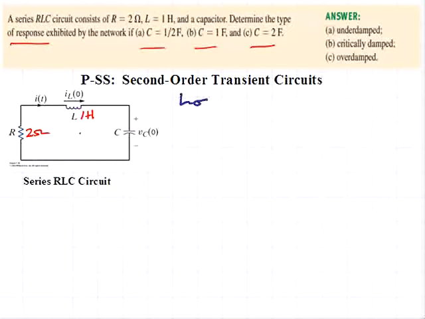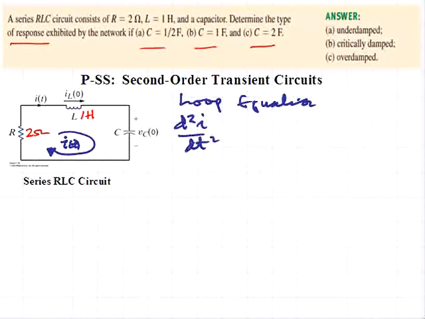If we were to write a loop equation with respect to the current i(t) in this circuit, we would obtain the differential equation d squared i/dt squared plus R over L di/dt plus i over LC is equal to 0. This results after doing a differentiation of the original loop equation to remove an integral.